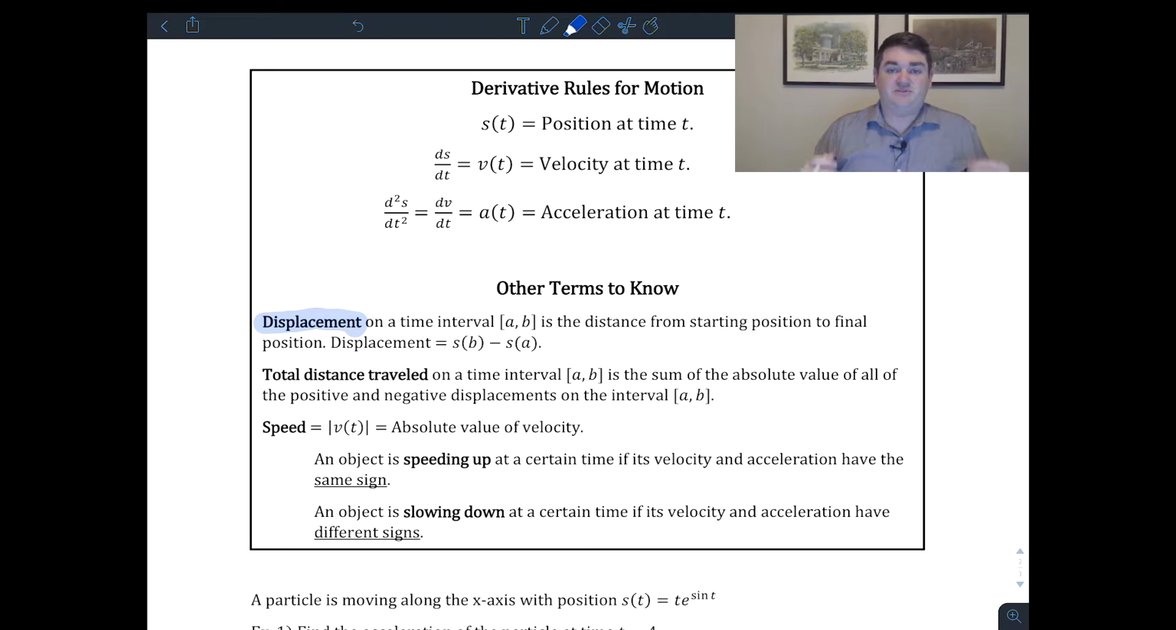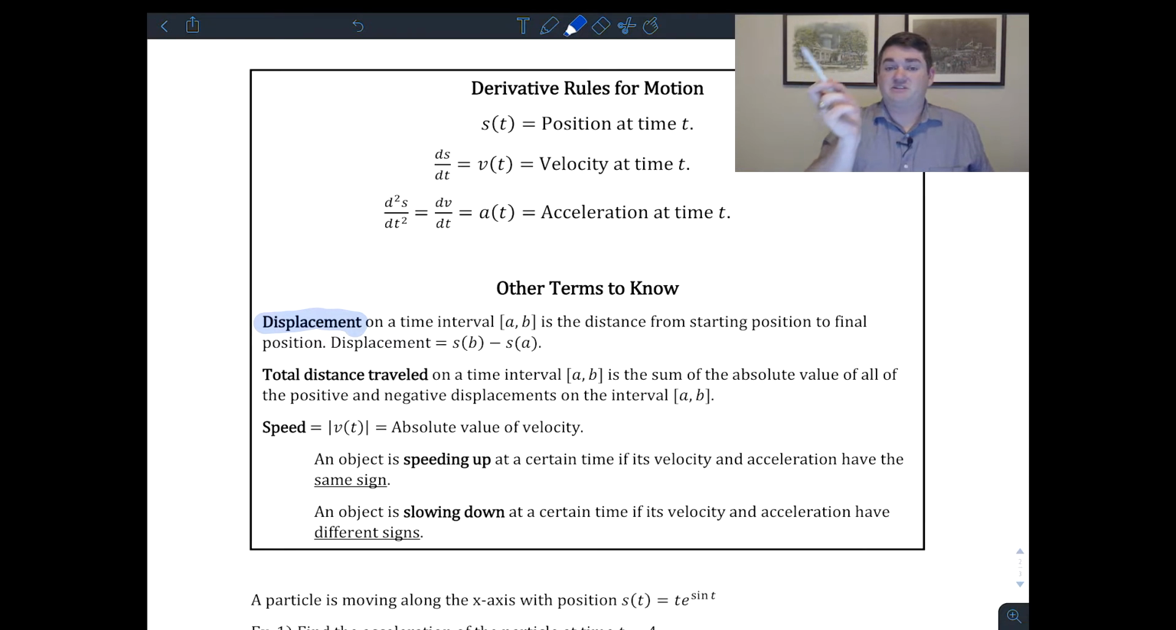And finally, we say an object is speeding up if the velocity and the acceleration have the same sign. Think about the ball being thrown through the air. When do the velocity and the acceleration have the same sign? If acceleration is always negative because of gravity, on the way down, velocity is negative, acceleration is negative. That ball is speeding up on the way down.